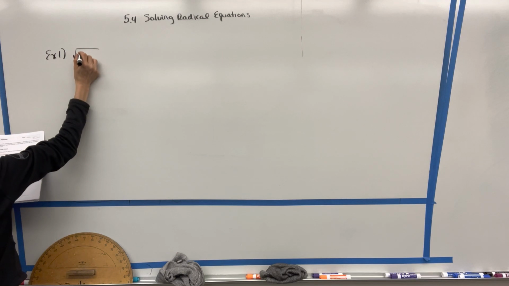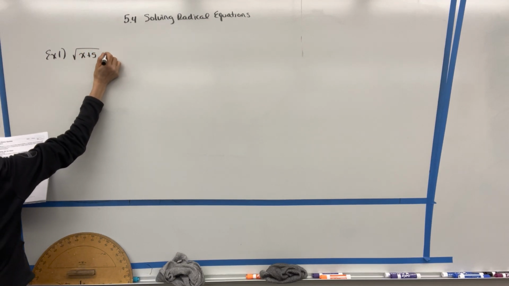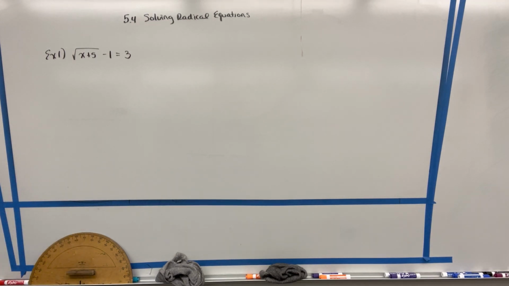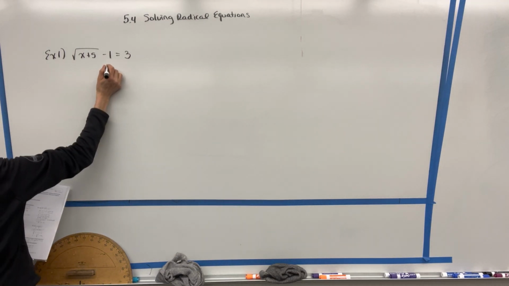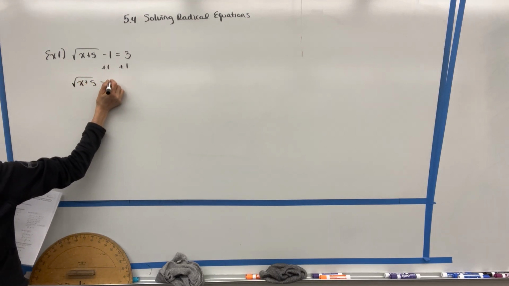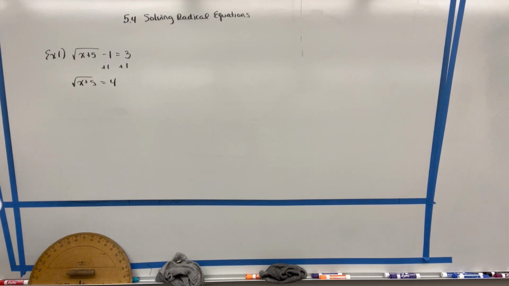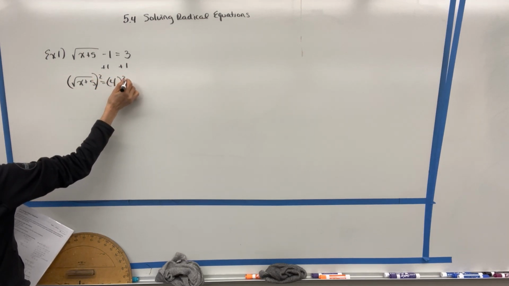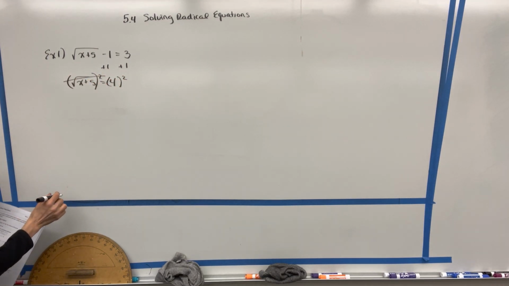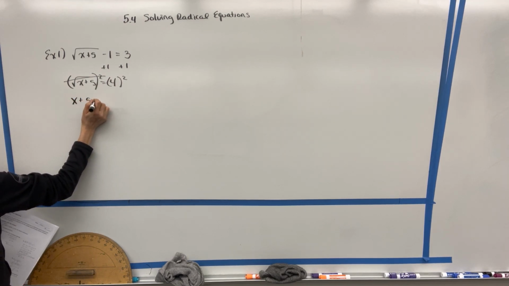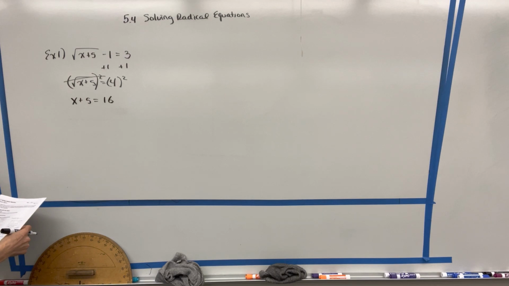Let's say, for example, our problem is the square root of x plus 5, minus 1, equals 3. We do want to isolate the radical. So to do that, we would have to add 1 to both sides. After we isolate the radical, we want to raise both sides to a power so that the radical is eliminated. In this case, it would be the power of 2, because that would cancel out the radical symbol, and my left would just become x plus 5 and the right would be 16.